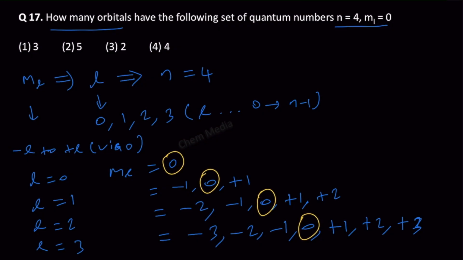So this means we have 4 orbitals. Therefore option 4 is correct. Here we have 4s, here we have 4p, here we have 4d, here we have 4f orbitals, but specifically they want n equal to 4 and ml equal to 0. So therefore we should count it as 4 orbitals. Therefore option 4 is correct.